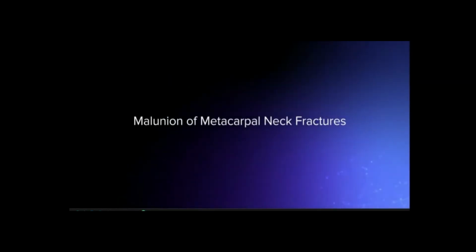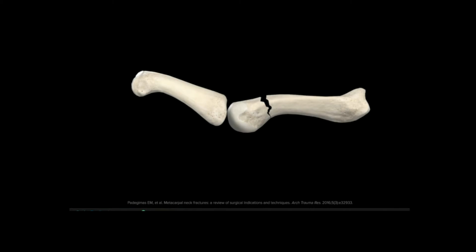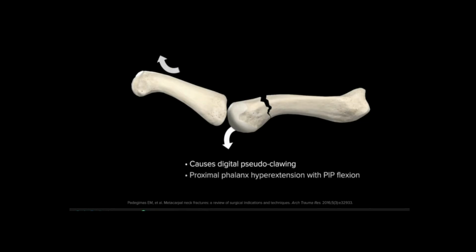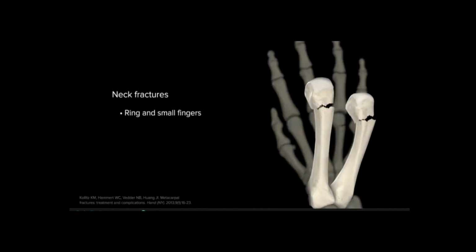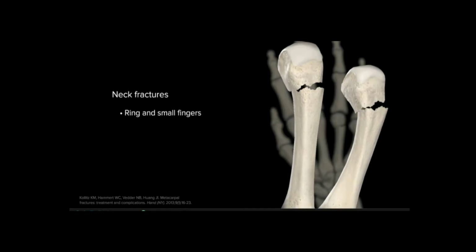Because of an imbalance with the intrinsic and extrinsic muscles of the hand, malunion of the metacarpal neck fractures with significant apex dorsal angulation can cause digital pseudo-clawing, flexion of the malunited metacarpal head, and extension of the proximal phalanx. Neck fractures are most commonly seen in the ring and small fingers.